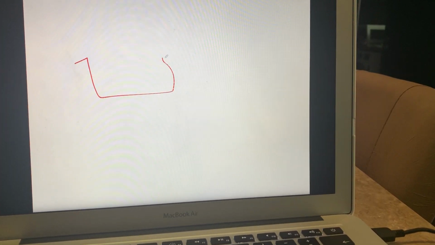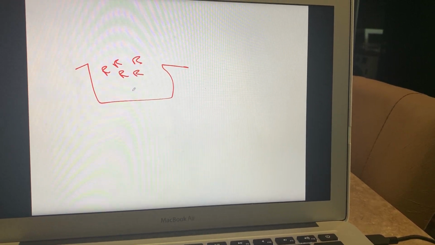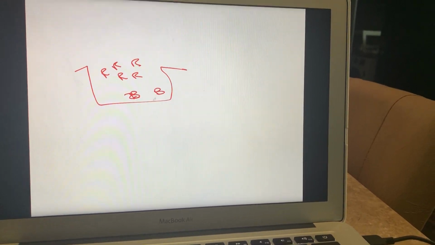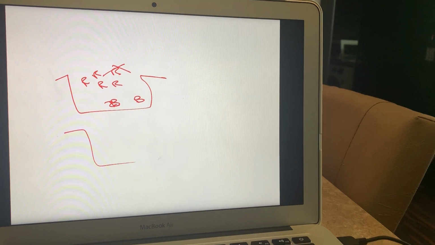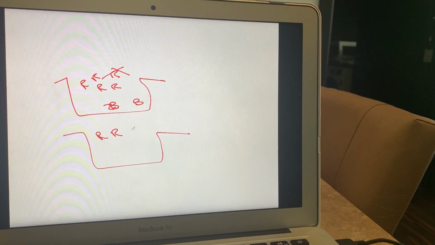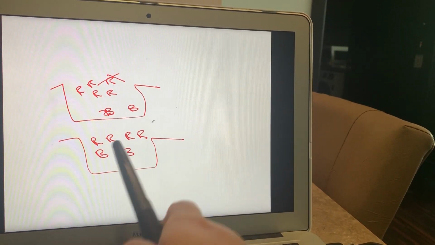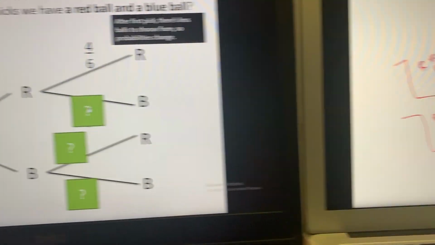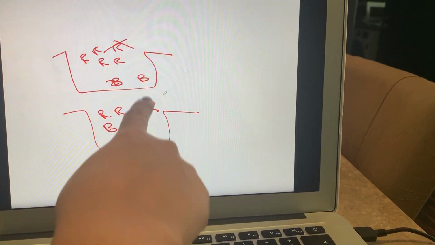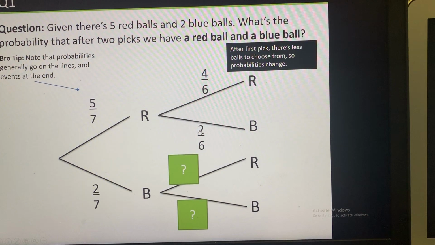So for example, here's my little bag, and I've got 5 reds and 2 blues. Now in my first pick, if I take out a red ball, what I have left is that. I have 4 out of 6 red balls left, and hence the probability of the blue, I haven't touched the blue. So there were 2 blues before, there's still 2 blues right now. So I will have 2 blue balls.